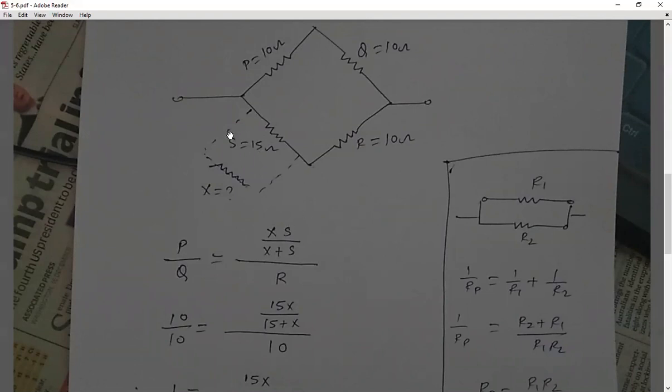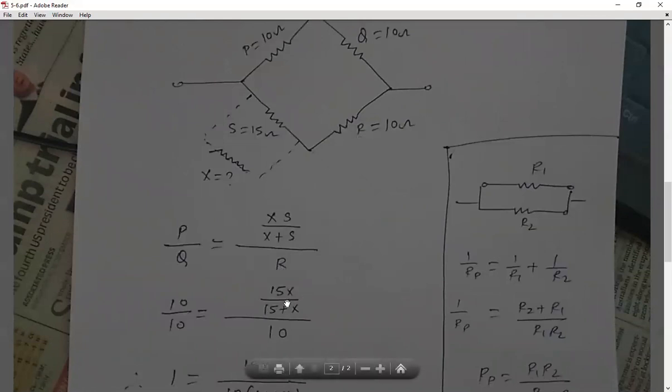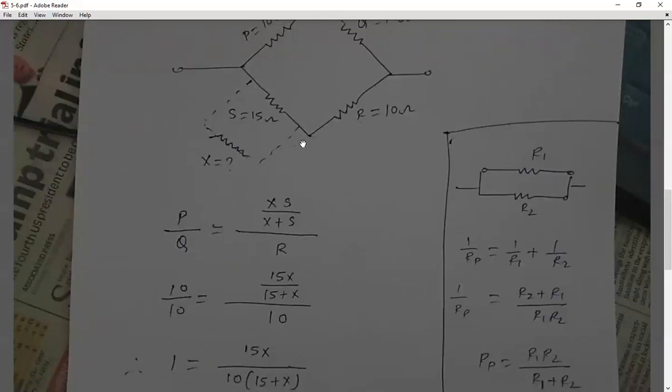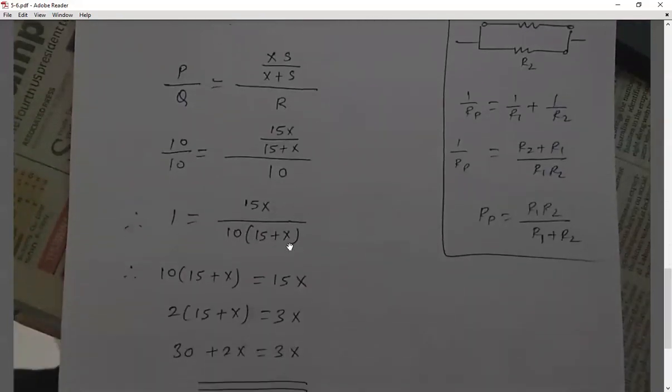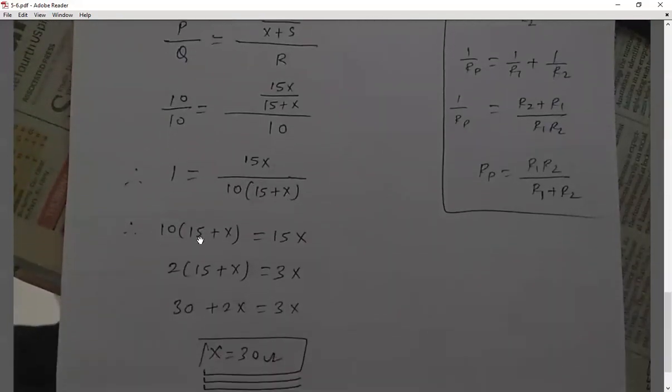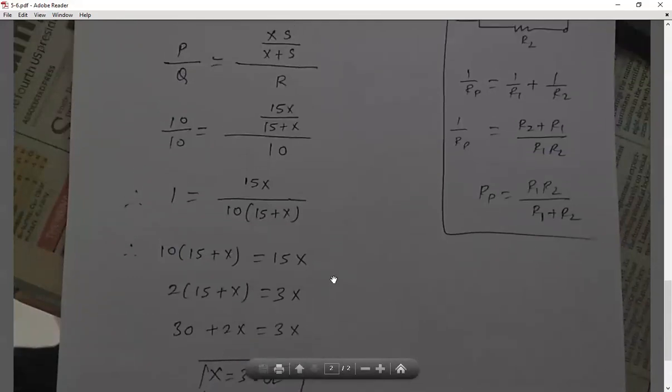As the bridge is not balanced, we are connecting a parallel or shunt resistance X. So what will the equivalent resistance be here? X into S upon X plus S. The value of S is 15, so 15X upon 15 plus X. This whole is the value of resistance across this branch. The value of R is 10. In this way we solve the problem to determine the value of X.